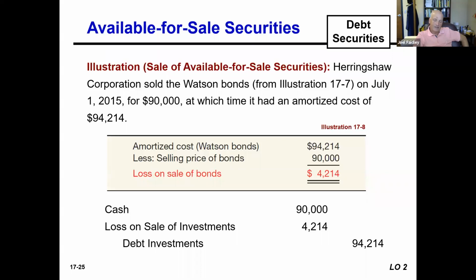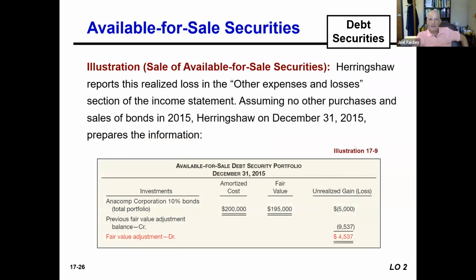But then the question is, I've got Anacomp sitting there. And now at the end of the year, this 2015, Anacomp has an amortized cost of $200,000. The fair value based on interest rates is $195,000. So that says my fair value account should have a balance of what? $5,000 credit balance, right? $5,000 credit.